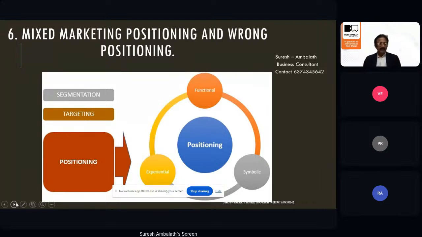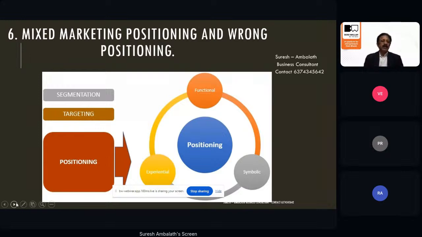After area segmentation, you have to do the demography. Demography means which product suits which segment. You have 2-3 products, maybe an accessory product, a main product, whatever it is. For this segment of people, which product is suitable? So you have to match the demography, that is, the suitability of the product to the people in that segment. Then only people will come for purchase.